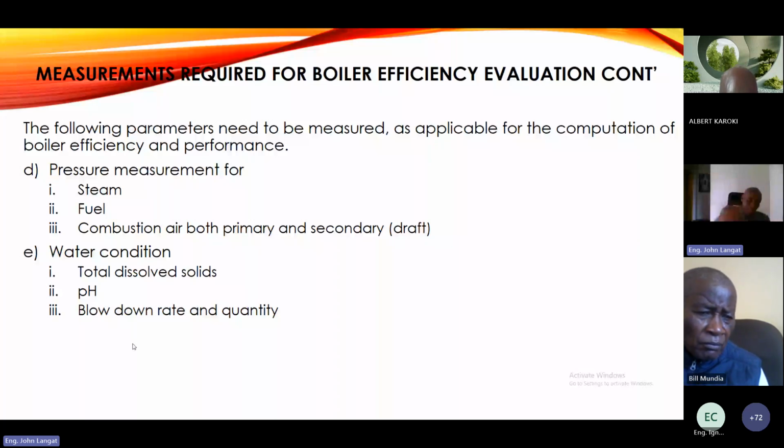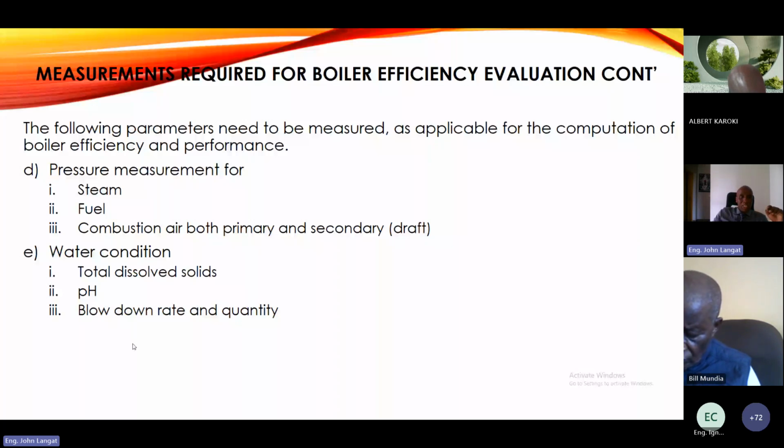So what is the water condition? You need to be in a position to measure the total dissolved solids using the TDS meter. These are things that a factory or any establishment should have. Then the pH of the water, of course, it shouldn't change if you have a closed loop system. You're just monitoring that nothing is changing. Then the blowdown rate and quantity. There's something that I need to mention here.